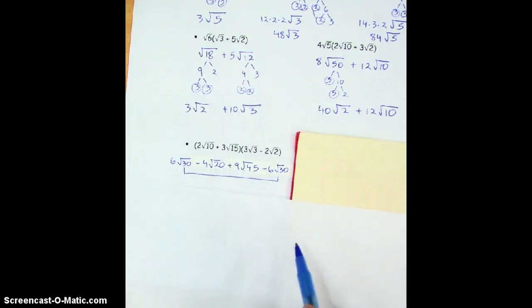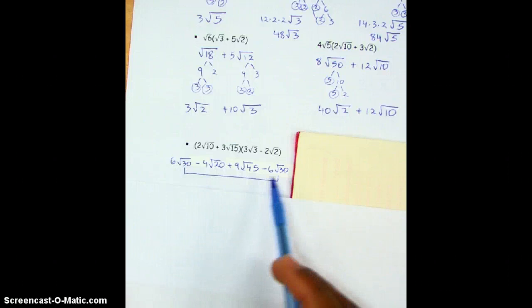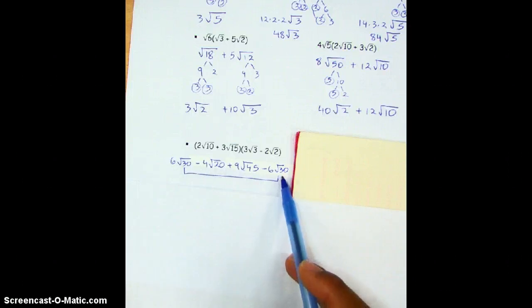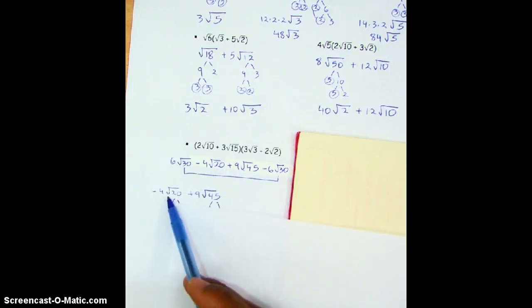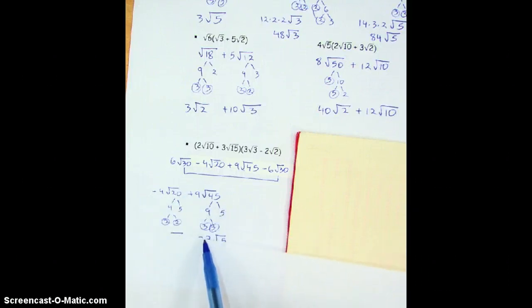And then we're going to combine our like terms, which is 6 square roots of 30 and the negative 6 square roots of 30. And those cancel out. So now we have negative 4 square roots of 20 plus 9 square roots of 45. Factor tree those. And those can't simplify. And then just like we did with the other problems, we can combine our like terms or like radicals and end up with 19 square roots of 5.